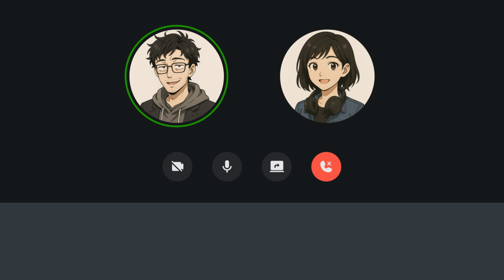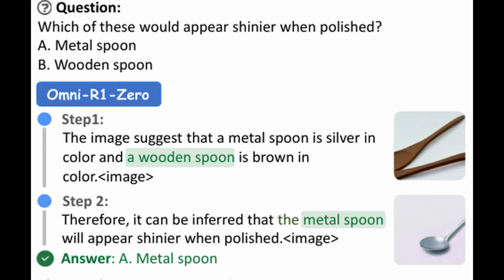And once they have these synthetic examples, they feed them through the same two-stage process we discussed earlier. First, the perception-aligned supervised fine-tuning, then the perception-calibrated relative policy optimization. Let's look at an example of what Omni-R1 actually produces. This is really impressive. Here's a simple question.